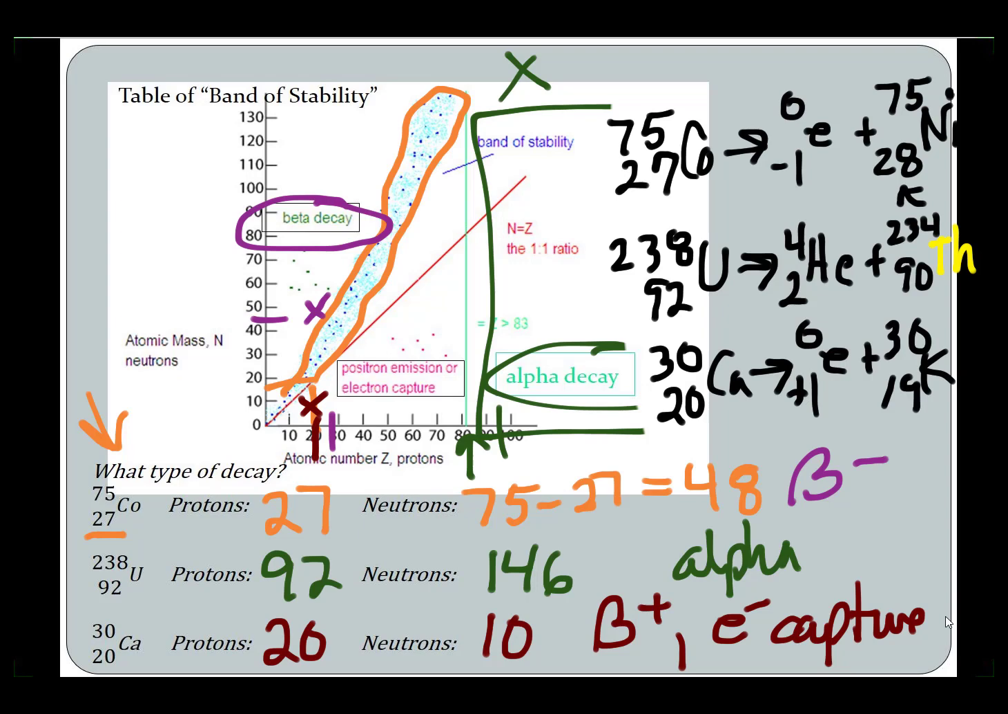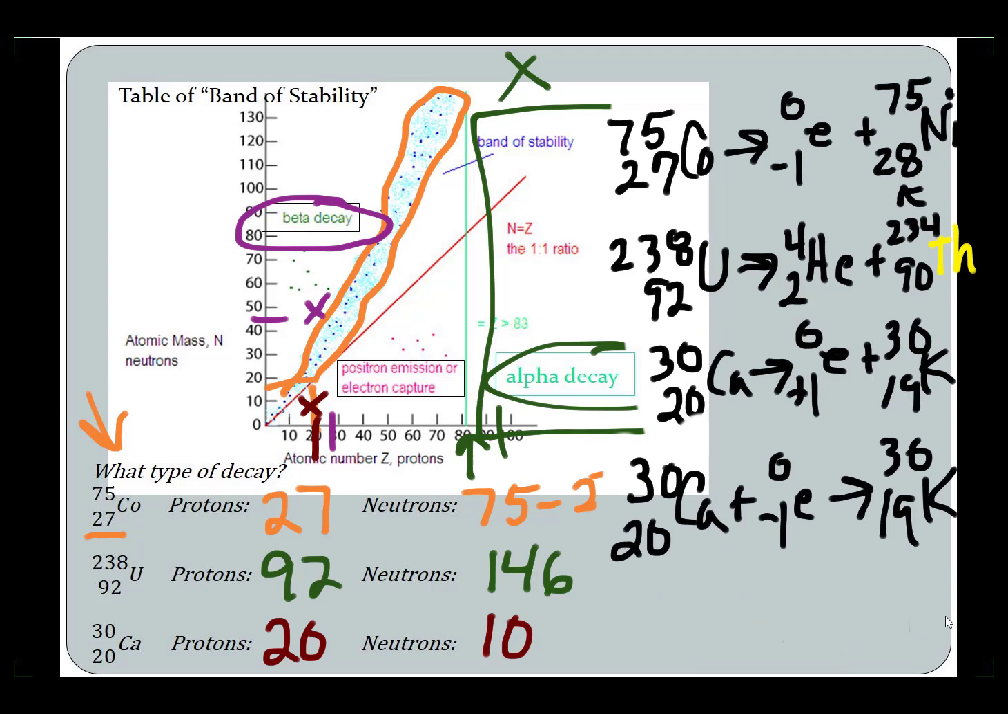And the last one, there's the equation for if it's a beta plus emission, and we can do the equation if it's electron capture. There's the equation if it's electron capture. So here we have an electron is pulled in, and here we have a positron is emitted.